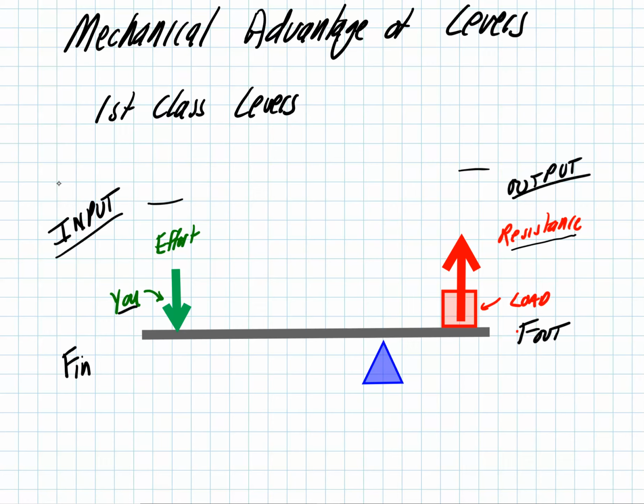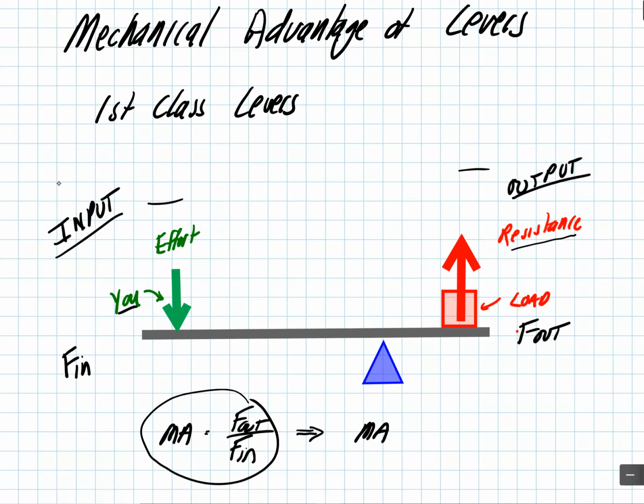Okay, so how do you get mechanical advantage? Mechanical advantage is the ratio of the force that comes out divided by the force that comes in. But I don't know those. In fact, I want to predict those. So what I need to do is use the technique of taking the ratio of D in over D out. So how do I get D in and how do I get D out?